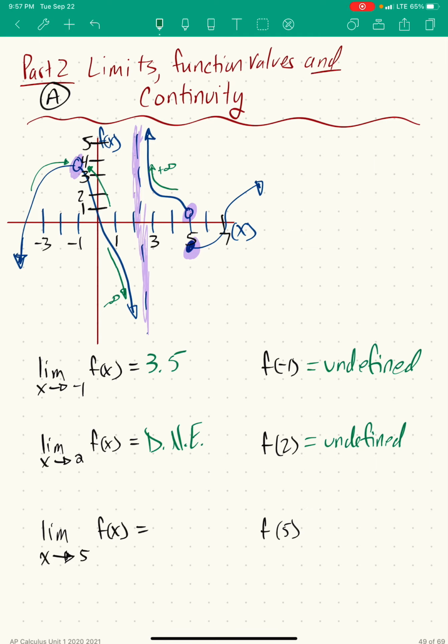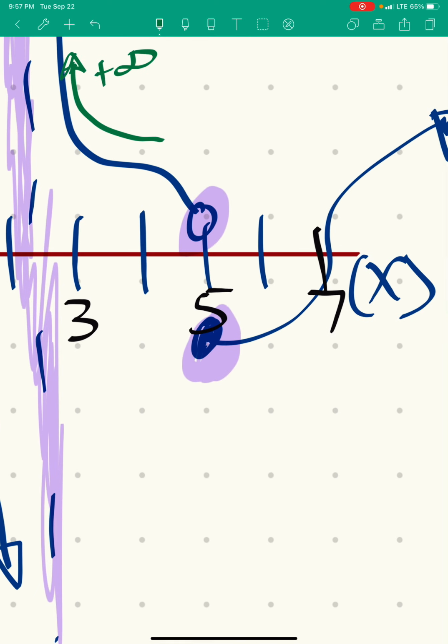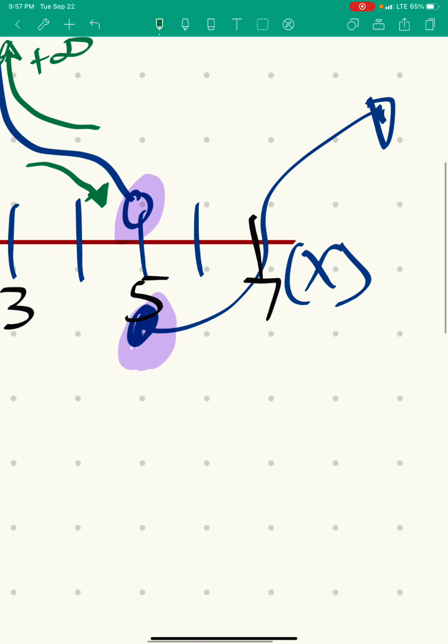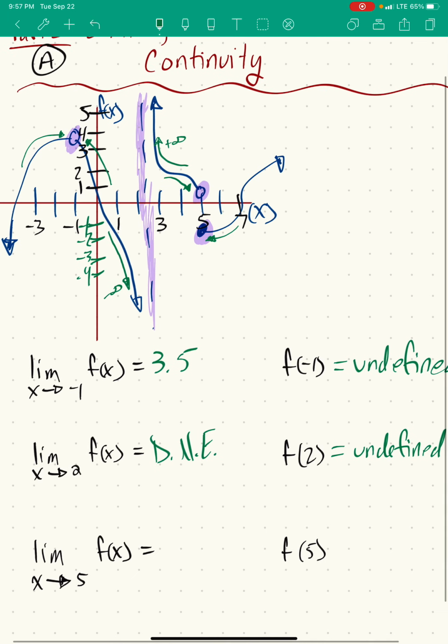Let's try the limit as x goes to 5. So here, we're approaching x equals 5. And as we get closer and closer, we get to about the height right here. And from this direction, we get closer and closer to a height down here. So from the left side, our limit looks like it's approaching the y value of 1. And from our right side, it looks like it is approaching a value of -1. So the limit from the left does not equal the limit from the right. So again, the limit does not exist.